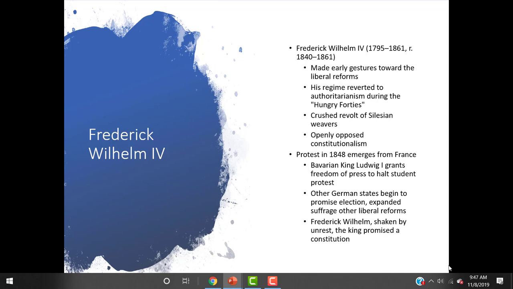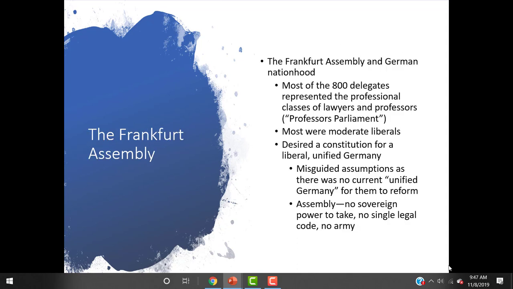Protest in 1848 emerges again from France, and the Bavarian King Ludwig I grants freedom to the press to halt his student protests. Other German states begin to promise elections, expanded suffrage, and liberal reforms. We'll promise anything to get you to be quiet and go home. Frederick William was shaken by the unrest, and the king promised a constitution. But promises and actions don't sometimes mix.